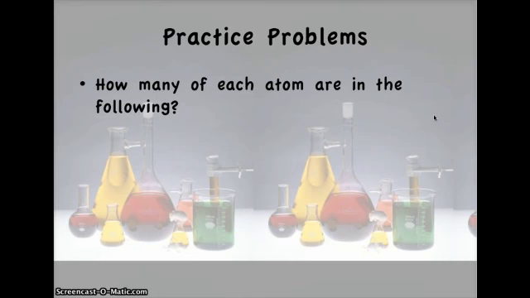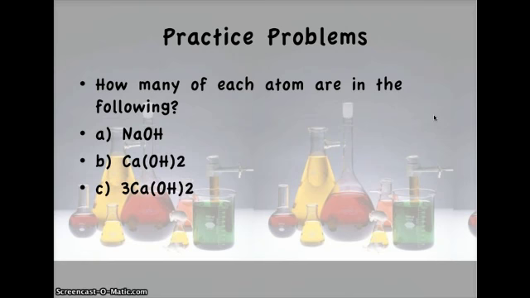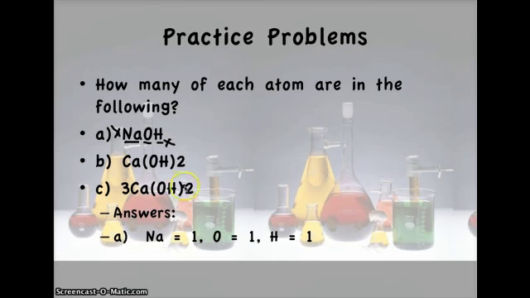All right, practice problems. So how many of each atom are in the following? You should be able to answer all 3 of these. First one, NaOH, we have just 1 sodium, 1 oxygen, 1 hydrogen. Notice there are no coefficients and there are no subscripts anywhere. So there should be 1 of each. There's your answers down below.